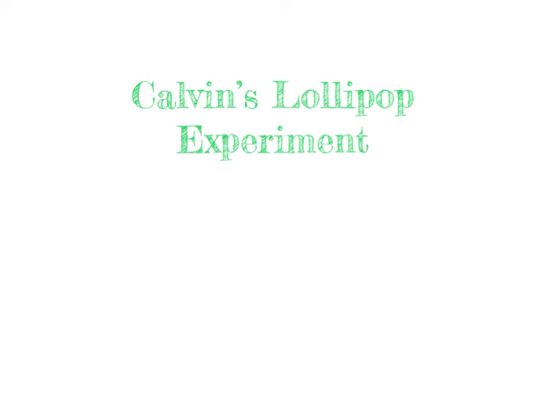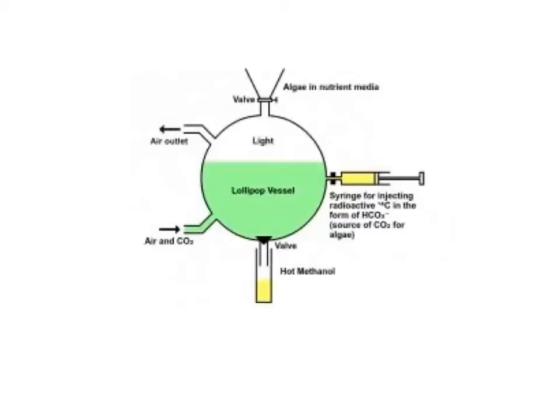The Calvin cycle was determined by Calvin using a particular apparatus called Calvin's Lollipop apparatus, and so it's called Calvin's Lollipop experiment. The reason for it being called the Lollipop apparatus is because, as you can see, he used a spherical flask with a kind of a stick, if you like, off the bottom of it, so it looks a bit like a lollipop. So what did he do?